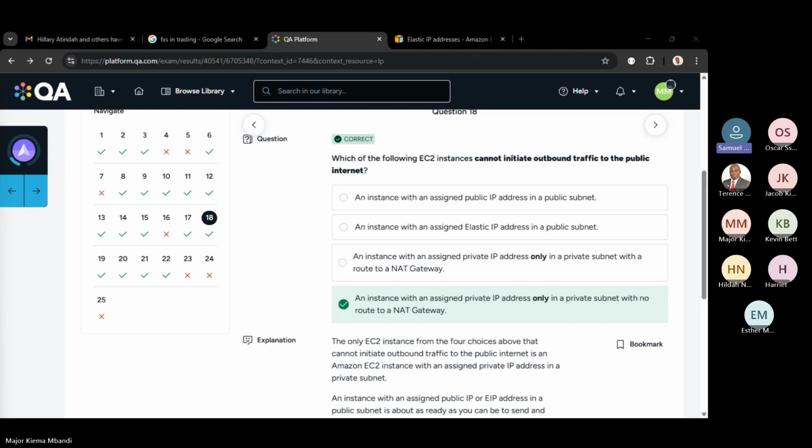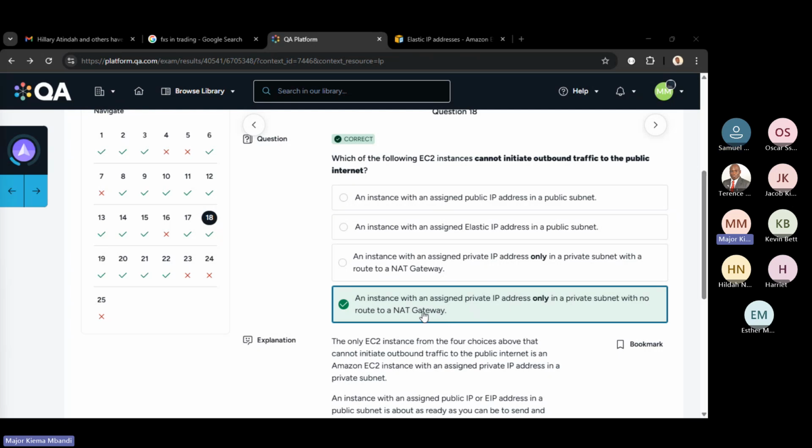Which of the following EC2 instances cannot initiate outbound traffic to the public internet? The answer said an instance with an assigned private IP address only in a private subnet with no route to a NAT gateway. Yeah, this is correct because if it's in a private subnet, the only way to communicate is through a NAT gateway, and it has no route to the NAT gateway or NAT instance. There is no way you can have communication.